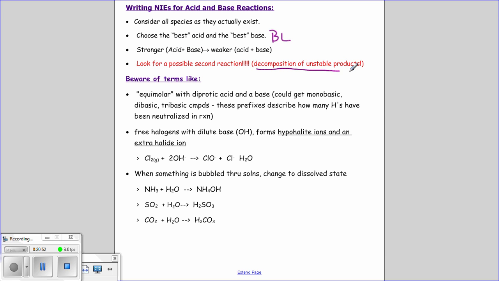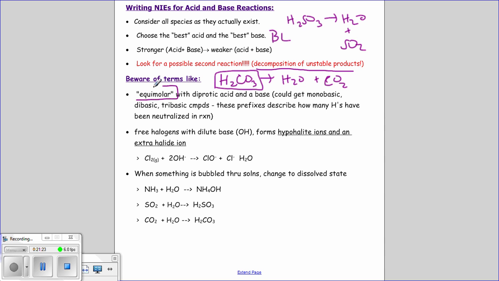This part here, decomposition of unstable products, would be something like in our lab where we have carbonic acid forming water and CO2, because this carbonic acid is very unstable and it actually automatically converts to these products. Another version of this is H2SO3 yielding water and sulfur dioxide. So sometimes this happens and you do need to fulfill the second reaction that's occurring to these more stable products. Another term you'll see is equimolar, and equimolar just means equal moles.